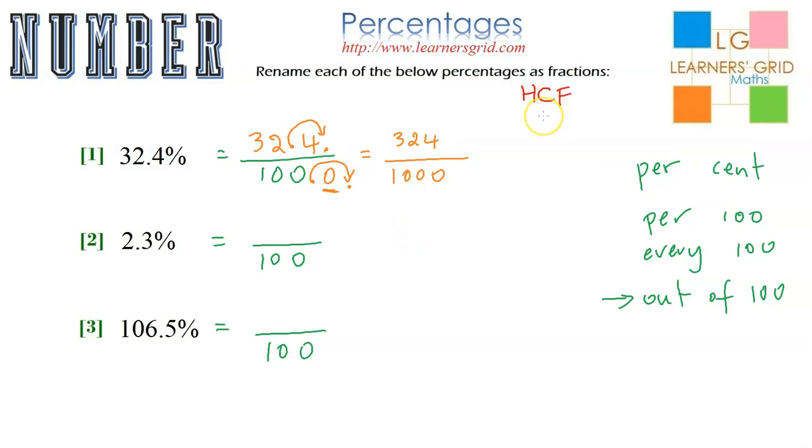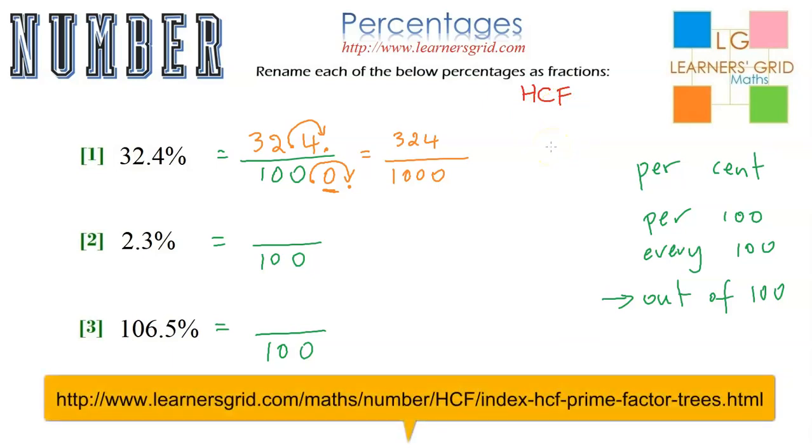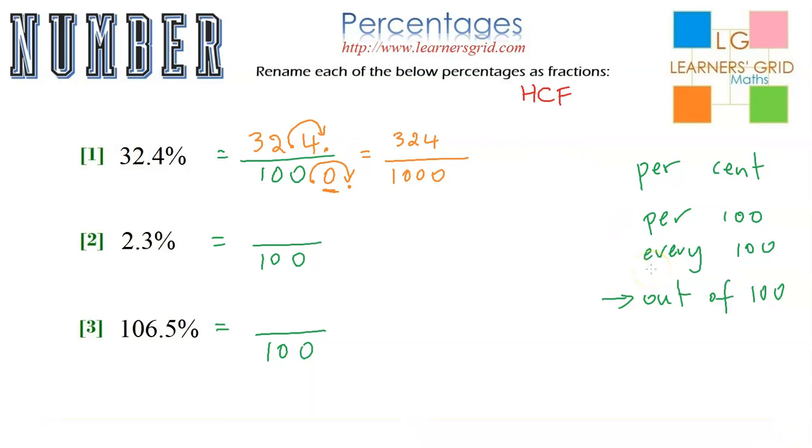Now, if you don't know how to find the highest common factor, please go and have a look at my tutorial on finding the highest common factor using prime factorization. And the address for that is in the description below. I'm going to assume that you can find the highest common factor, and in this case the highest common factor happens to be 4. So I divide by 4. And what does that give me? 324 divided by 4 is 81, and 1000 divided by 4, of course, is 250, and that is the simplest fraction that we can get.